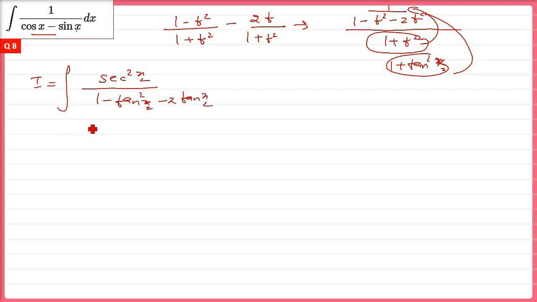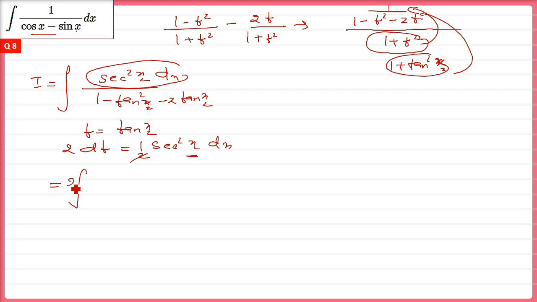So t we will take as tan x by 2. This will give dt equals sec square x by 2 dx, and the half will also come, 2 will go to the left hand side. So sec square x by 2 dx can be replaced by 2 dt in this particular equation which I am pointing at right now. 2, let's take it outside, dt divided by 1 minus tan square x by 2 minus 2 tan x by 2, that is 1 minus t square minus 2t.